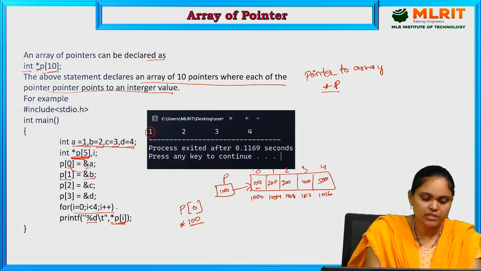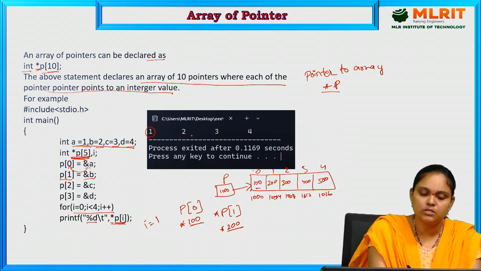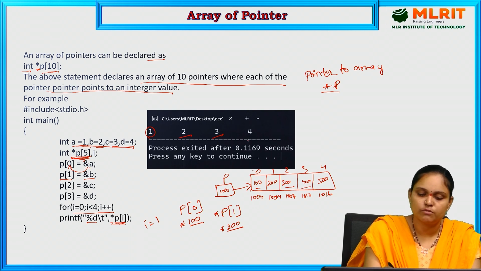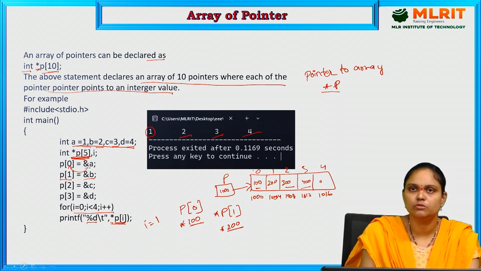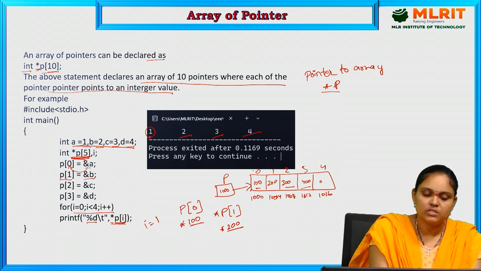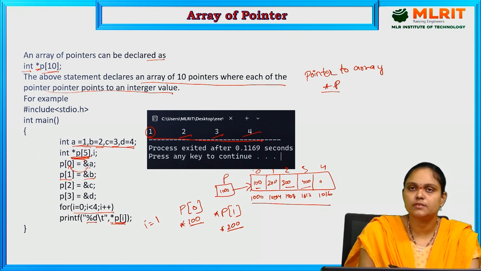And next, the I value will get incremented, I will be equal to 1. Now the next P of I is P of 1. Before this we have a star. So P of 1 value is 200, and the value that is present in the 200 address location is 2. The value that is present in the 300 address location is 3. The value that is present in the 400 address location is 4. We did not give any value for the last one, so it contains some garbage value or 0. So the values are displayed by using those particular addresses.